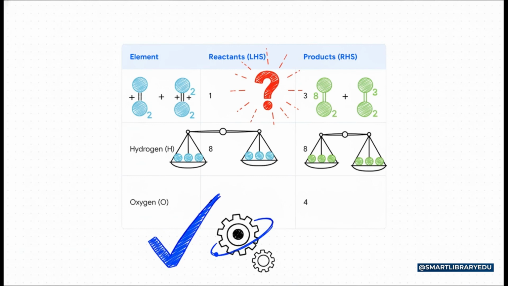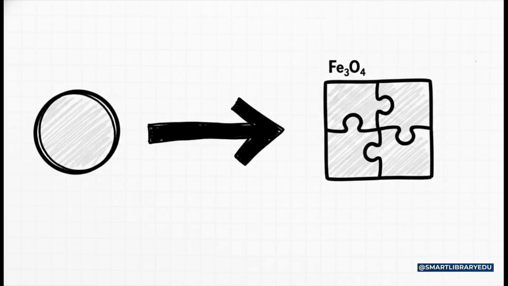Let's check our work again. Oxygen is still good, 4 and 4, and now hydrogen is balanced, 8 and 8. Look at that! We are so close to being done. Just one more element to go. The last piece of our puzzle is iron. We've got 3 iron atoms on the right, but only a single one on the left. This should be a nice, easy fix.